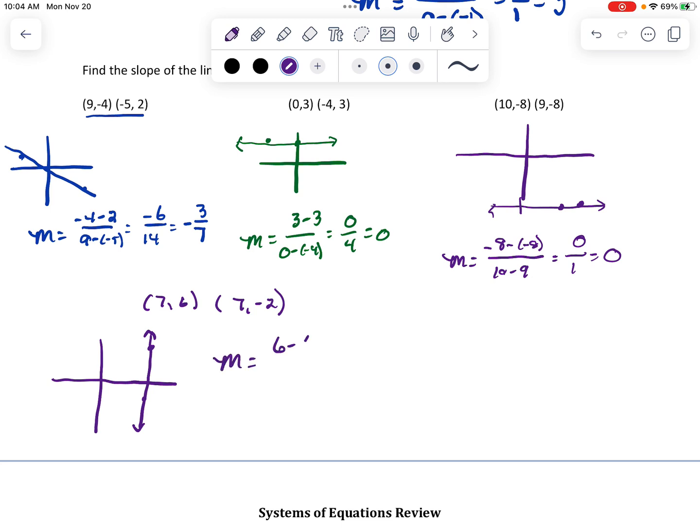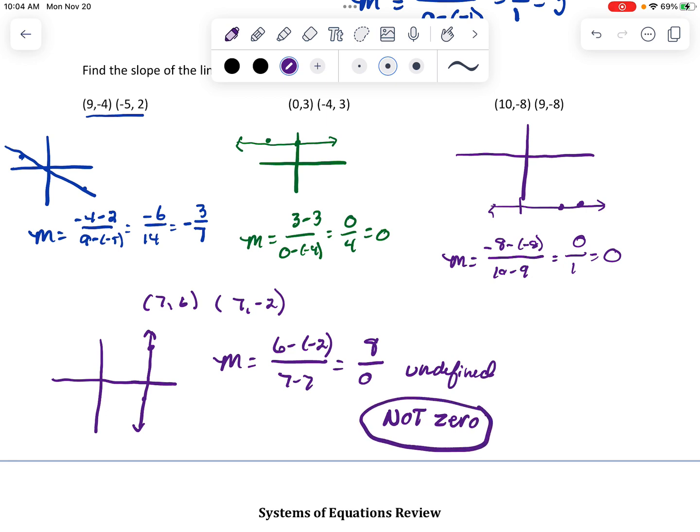Well, change in y over change in x. Notice I'll have a number in my numerator, but my denominator is 0. So we call that slope undefined. It is not 0. Some students, I even have them in calculus, they see that 0 in the fraction, immediately they say slope is 0. No, slope is 0 when it's in the numerator. When it's in the denominator, the slope is undefined.